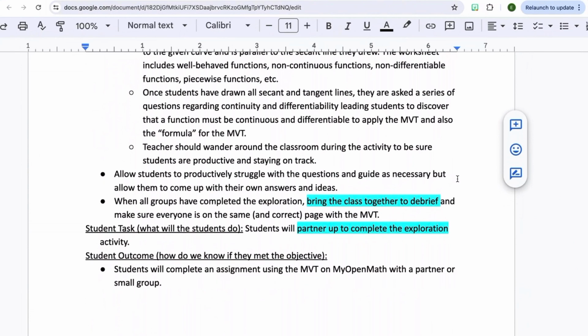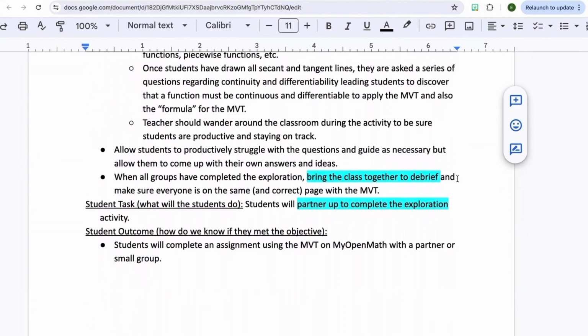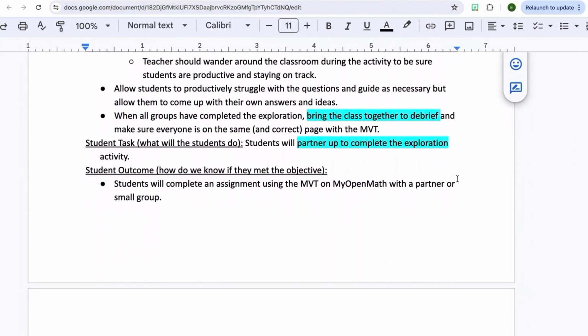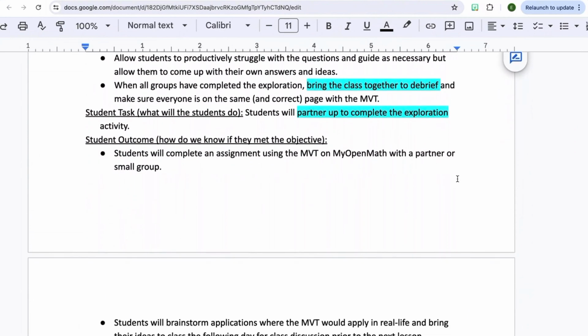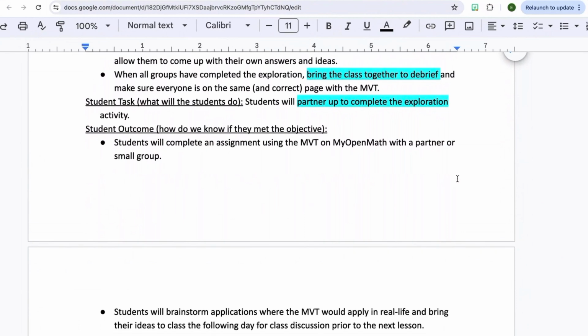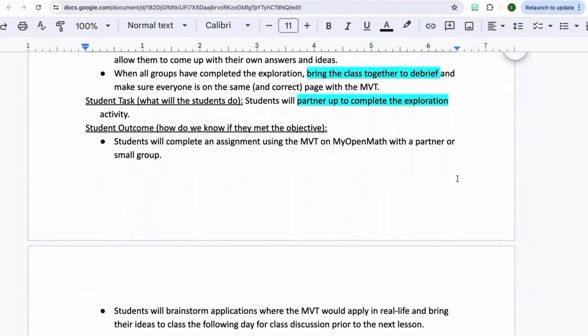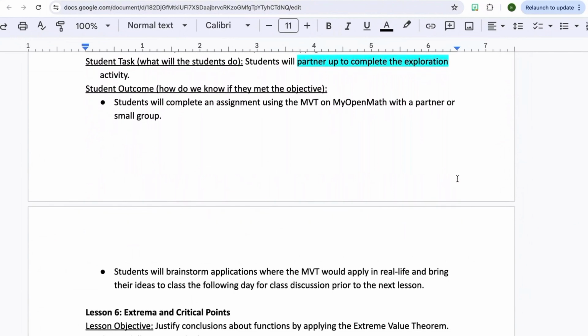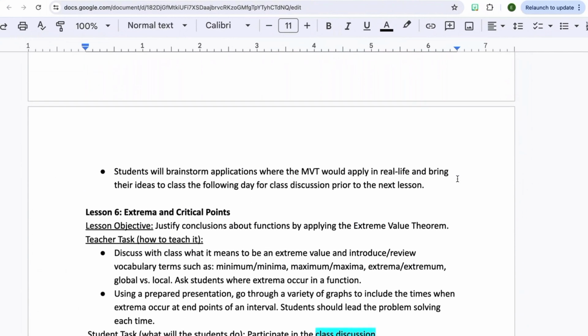So after the exploration, I bring the class together and we debrief just to make sure everybody's on the same and correct page. So they're working in partners on this one. They are kind of struggling through their own knowledge and forming those thoughts in their heads. And then they do their homework with a partner or a small group.